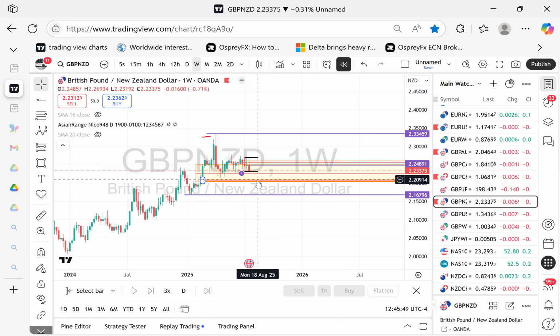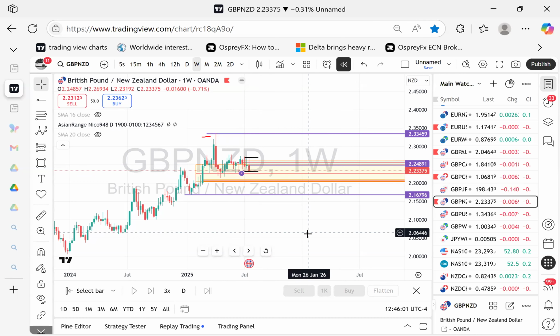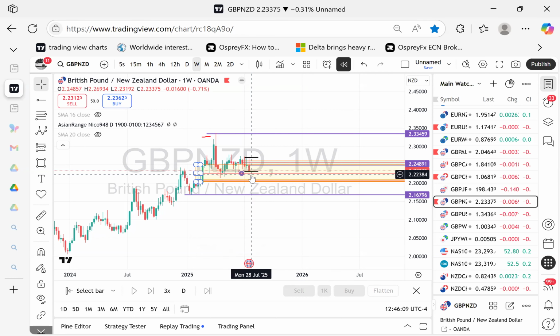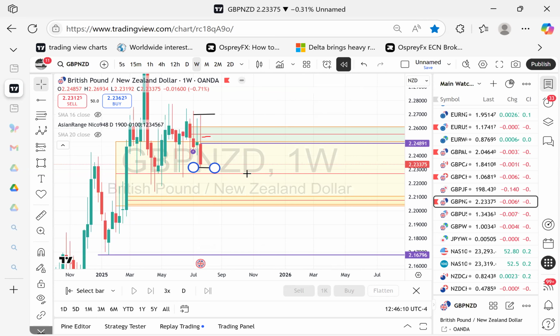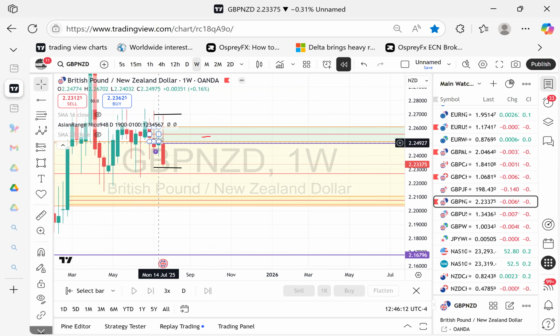I have a question. How do you know immediately that's a weekly order block? You said, how do I know immediately? Okay, you see this little green doji candle right there, that green one? Yes. Did that red candle engulf it? You see how that red candle engulfed it? That's how I know it's an order block.